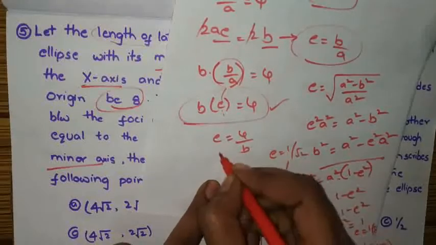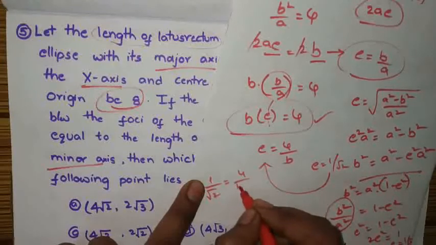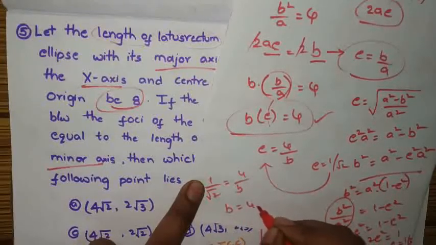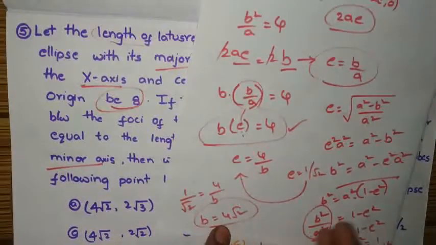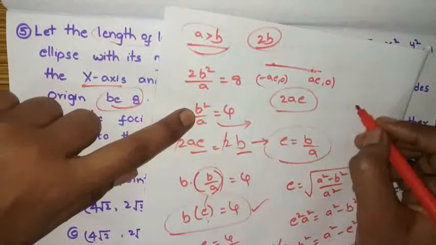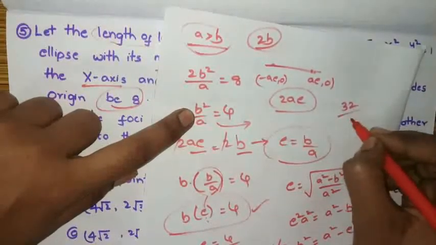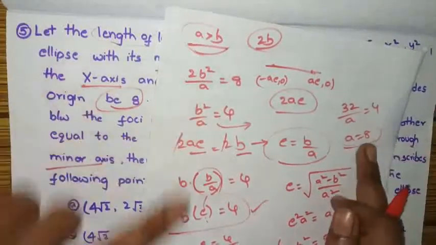Put this eccentricity value here. 1 by root 2 is equal to 4 by b. Then the b value will be 4 root 2. I got the b value as 4 root 2. Now get the a value. Here you substitute: 32 upon a is equal to 4. Then the a value will be 8. So we got the a value and the b value.